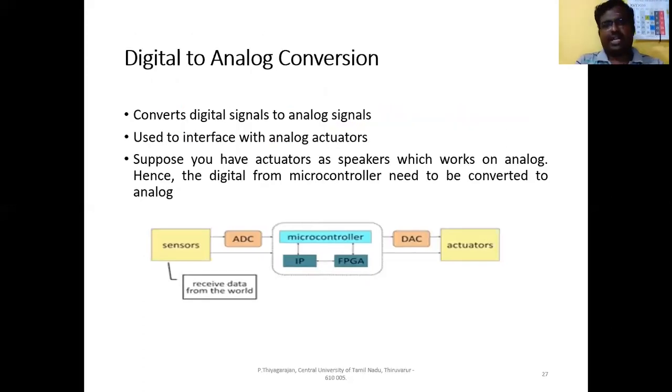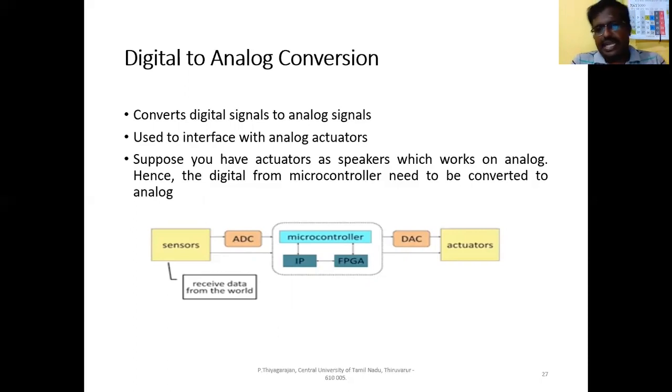Similarly, we have digital to analog conversion. Once the microcontroller receives the digital signal from the analog to digital converter, the digital signal will be processed by the microcontroller and the output will be in digital form. But the real world signals are analog, and the digital signal needs to be converted into analog so that it can be passed to the real world. So again, we need one more conversion at the actuator side, at the output side, that will convert the digital signal from the microcontroller to the analog signal for the real world.